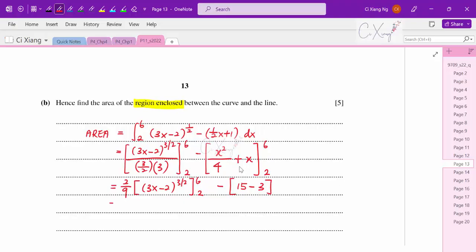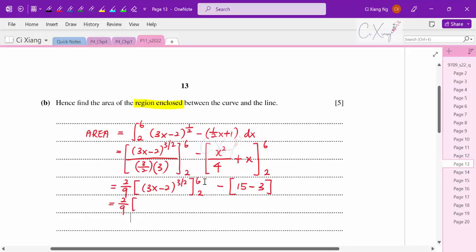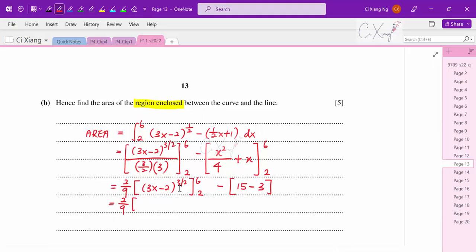Okay, so we are almost done. You need to substitute the limit into the first expression here. So 3 times 6 is 18, minus 2 is 16. So 16 to the power 3 over 2, right? Basically it is the square root of 16 and then the power 3. So 4 to the power 3, you get 64.